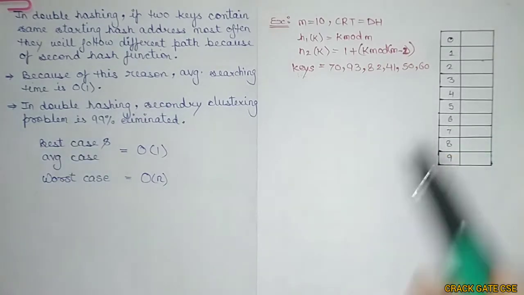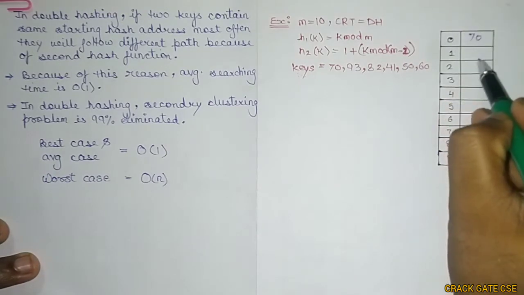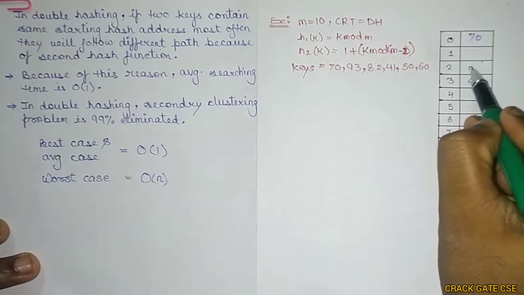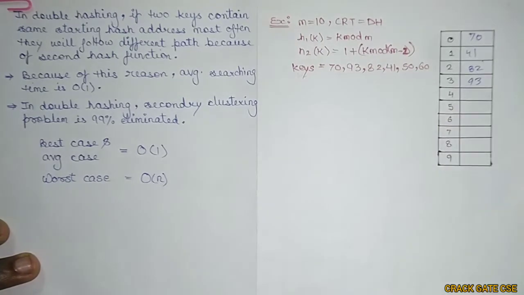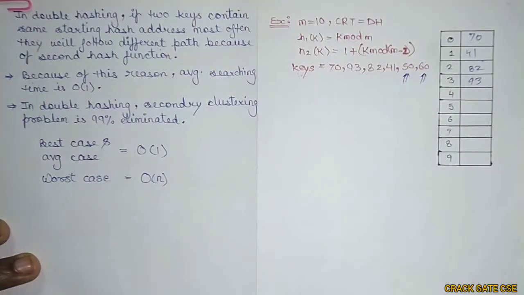Now let's try to solve this particular question, so we get an idea. For 70, 93, 82 and 41 there will be no issue, right? Because there is no collision. So collision started from 50 and we move on to 60.